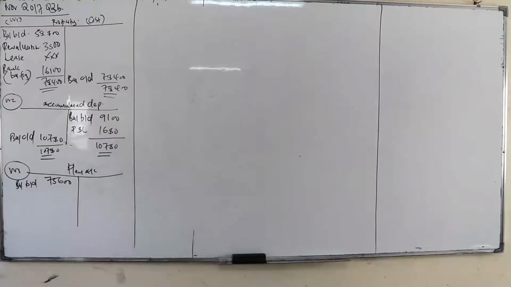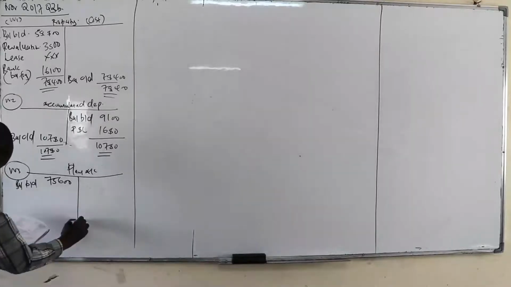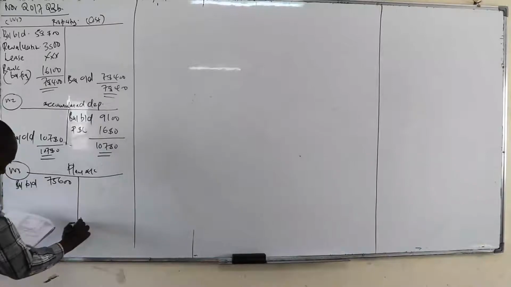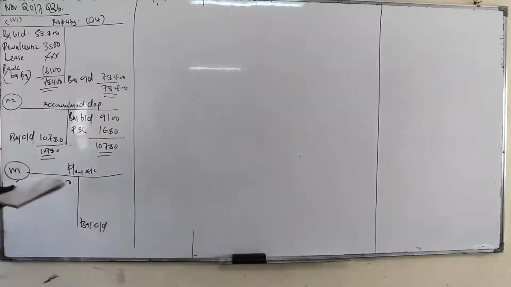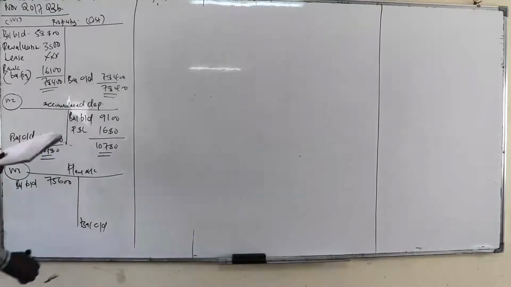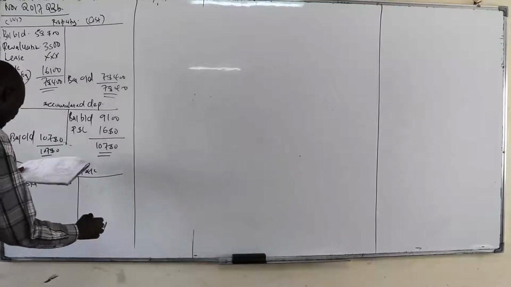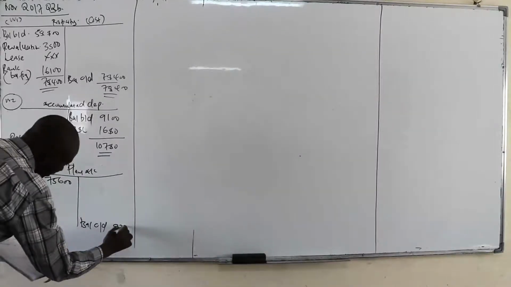The closing balance, the cost. The closing balance is 98,300. Everybody can be able to see this figure.